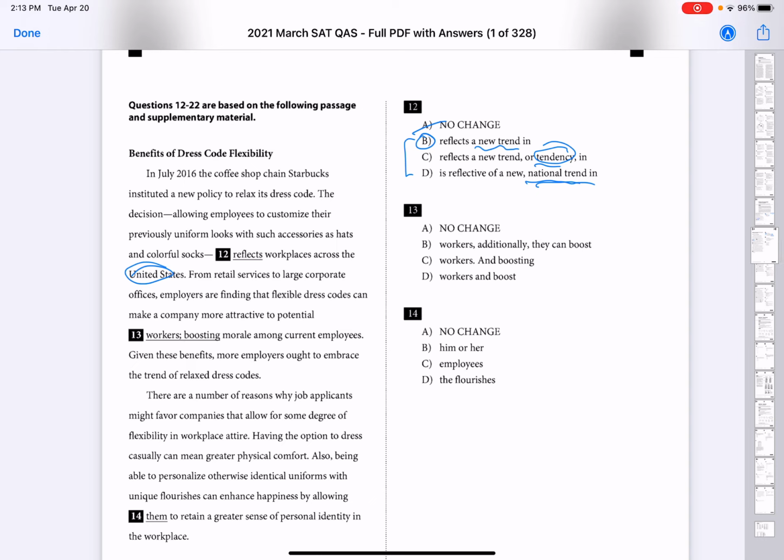From retail, let's do number 13. From retail services to large corporate offices, employers are finding that flexible dress codes can make a company more attractive to potential workers, boosting morale among current employees. Okay.